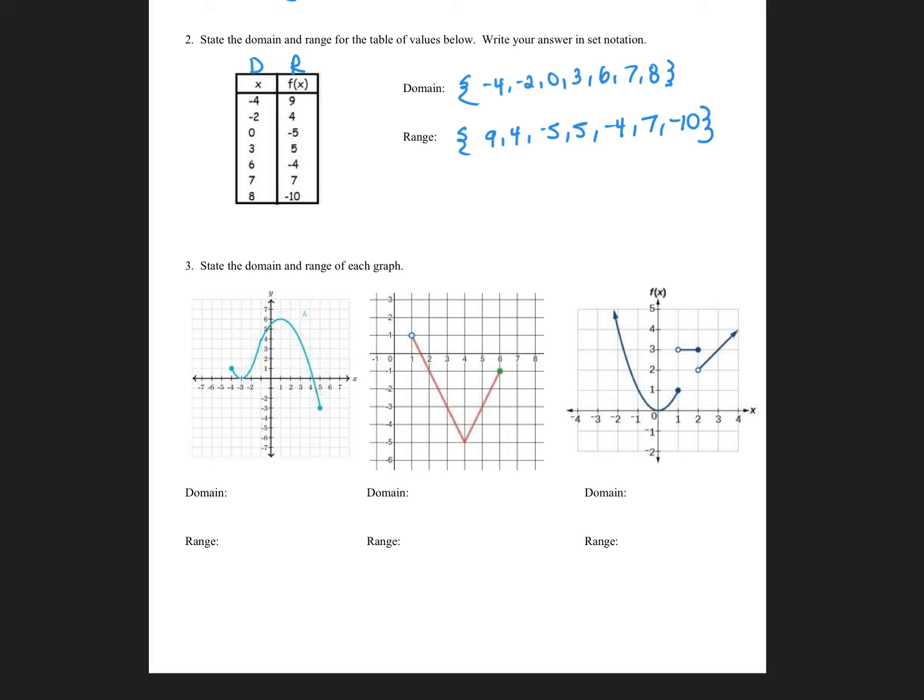Looking at this first graph, we have our first x value starting at -4, and every single x value gets hit until I get to 5. So we could list that all out, -4, -3, -2, all the way to 5. Or to save us some time, we can use set notation, which would be x has to be greater than or equal to -4 and less than or equal to 5.